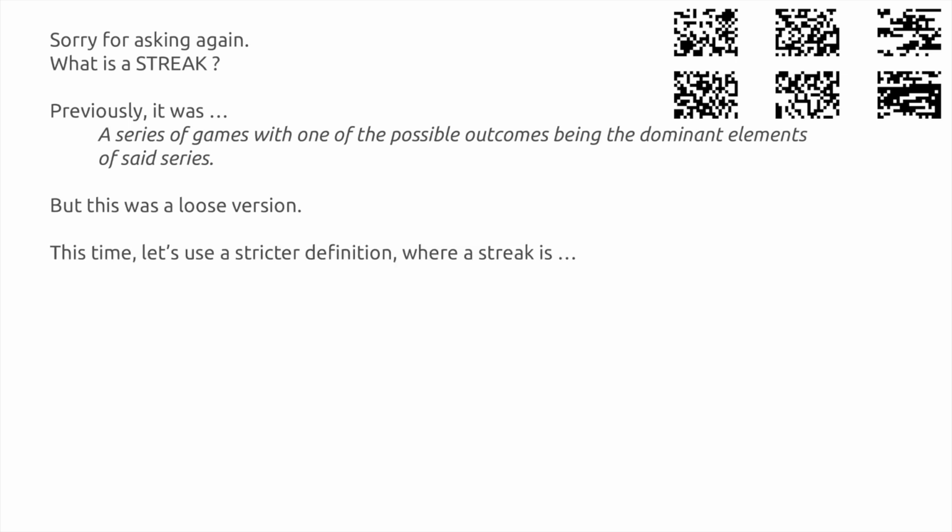Sorry for asking again, but what is a streak? Previously, it was a series of games with one of the possible outcomes being the dominant elements of said series. But this was a loose version. This time, let's use a stricter definition, where a streak is a series of consecutive identical events.